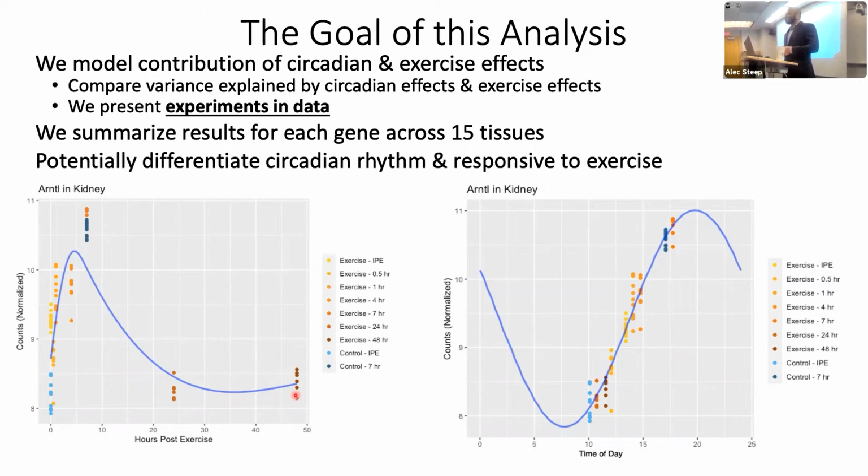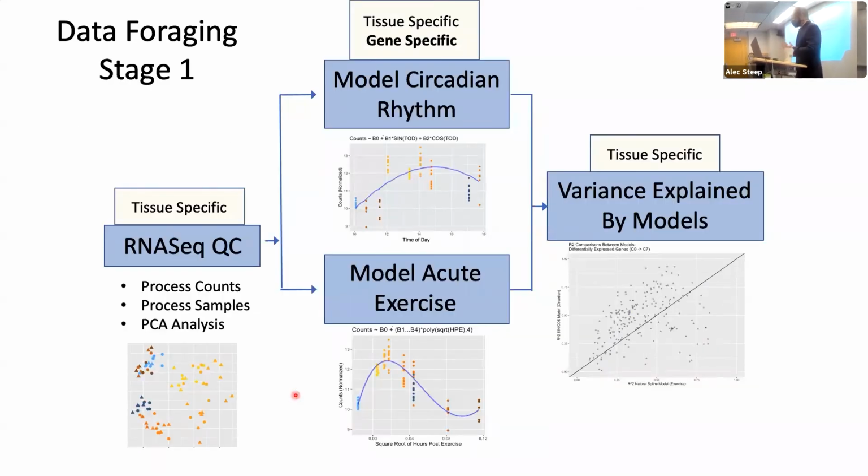We're going to summarize those results in every gene across 15 tissues, and then we'll come back and take a bird's eye view. And hopefully, we're going to be able to differentiate circadian rhythm and response to exercise. We're going to take 2 strategies. This is our first strategy.